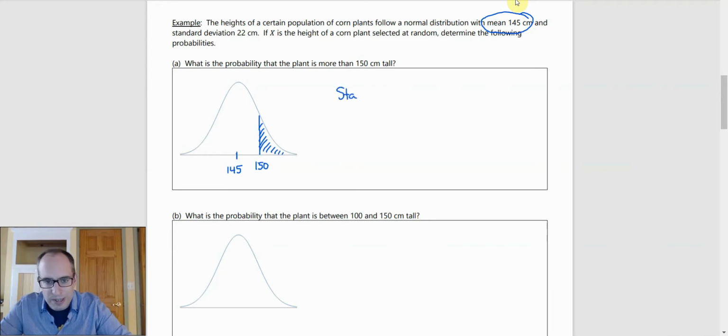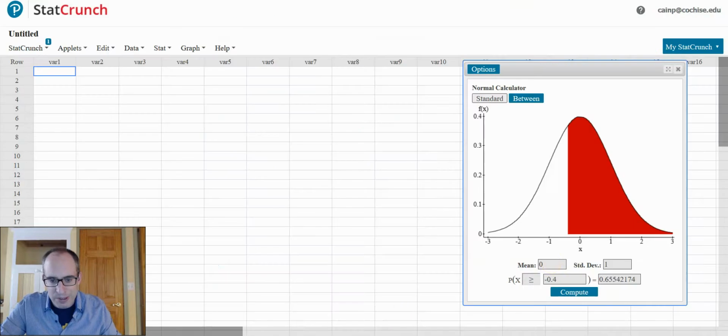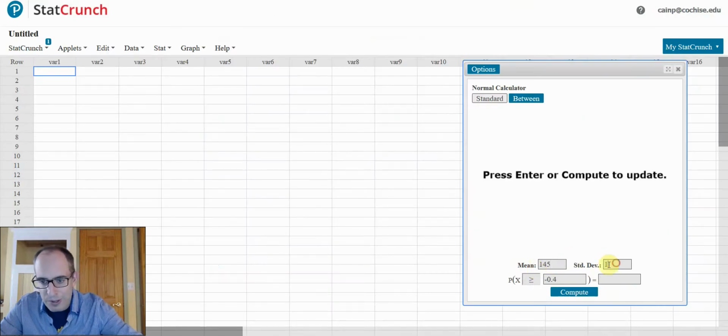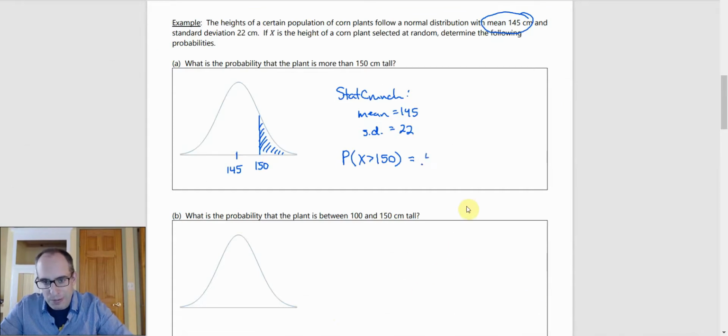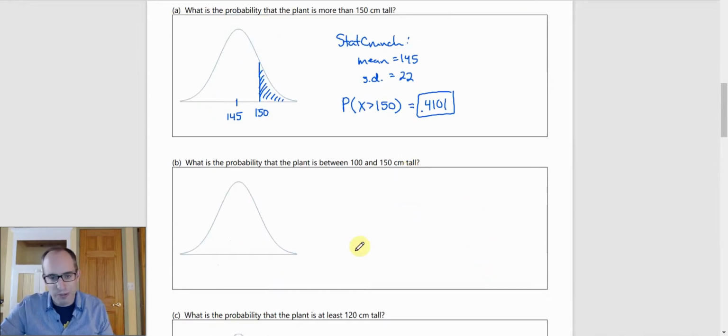I would just go right to StatCrunch for this. We're going to make the mean 145 and the standard deviation 22, and then we'll be able to get the probability that x is greater than 150. So let's go over to StatCrunch and do it. We need a mean of 145, a standard deviation of 22, and greater than or equal to, same thing, since it's a continuous distribution. The cutoff should be 150. There, it looks like we're getting 0.4101 to 4 places. All right, 0.4101.